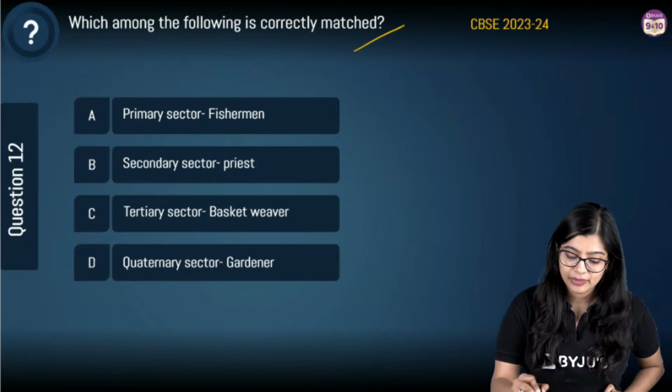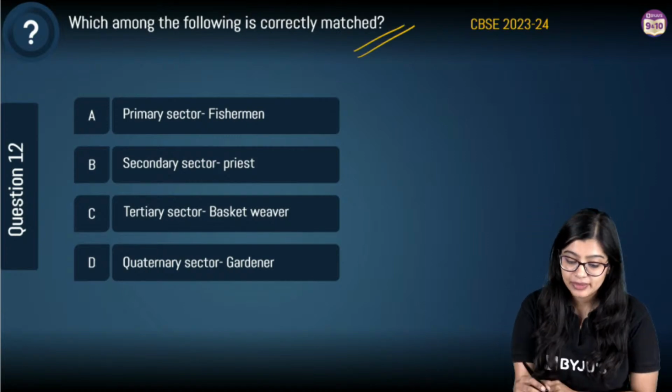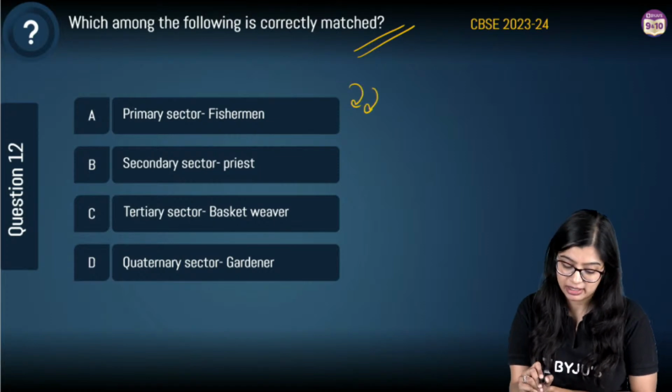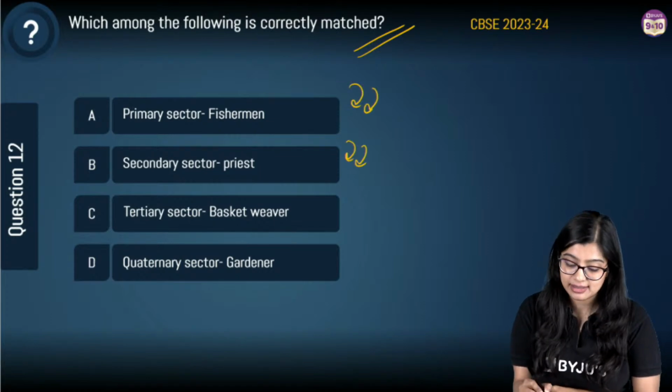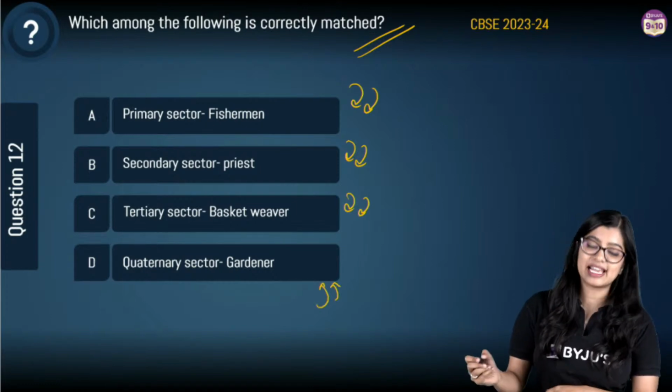Question number 12. Which among the following is correctly matched? Think about it. Primary sector, fisherman. Secondary sector, priest. Tertiary sector, basket weaver. Quaternary sector, gardener.